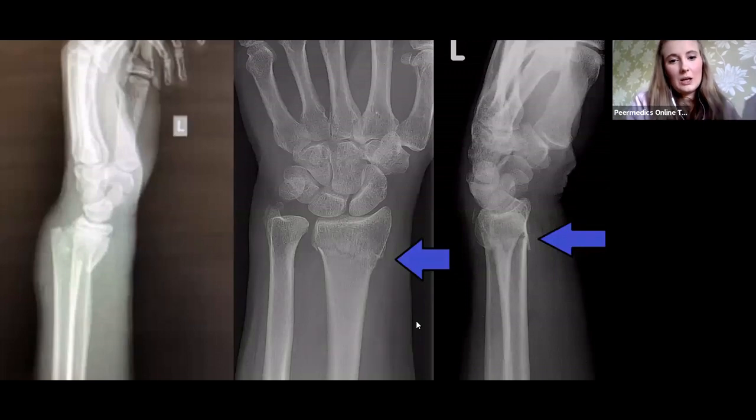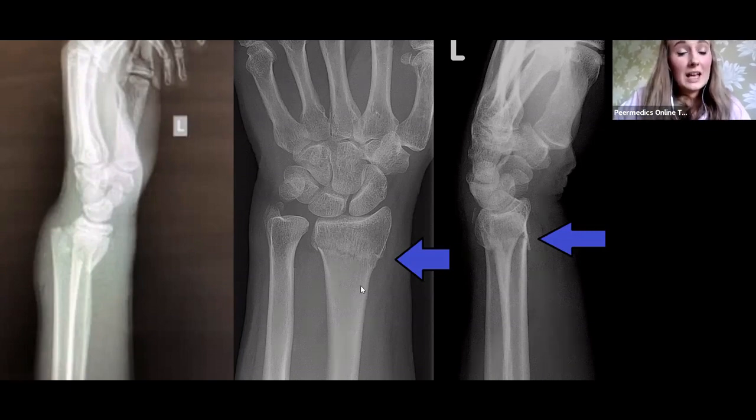Cool. So who can tell me what we're seeing on the left and what we're seeing on the right, and which is which? Anyone? Yep, so one of them's a Colles. Yes, nice. Not green stick, no. Left is Smith's and right is Colles.